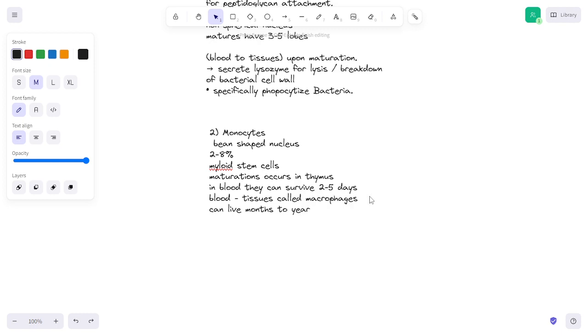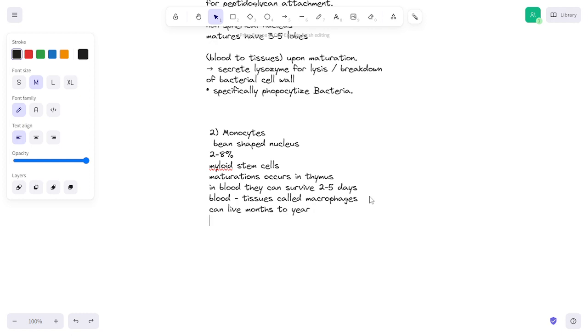So monocytes are a type of granulated white blood cells. They have non-granulated cytoplasm. They are 2 to 8% of all white blood cells, originated from myeloid stem cells, with maturation in the thymus. In blood, they can survive 2 to 5 days, and in blood these cells are called monocytes. When they migrate from blood to the tissues, they are called macrophages. And in tissues, they can live month to year.